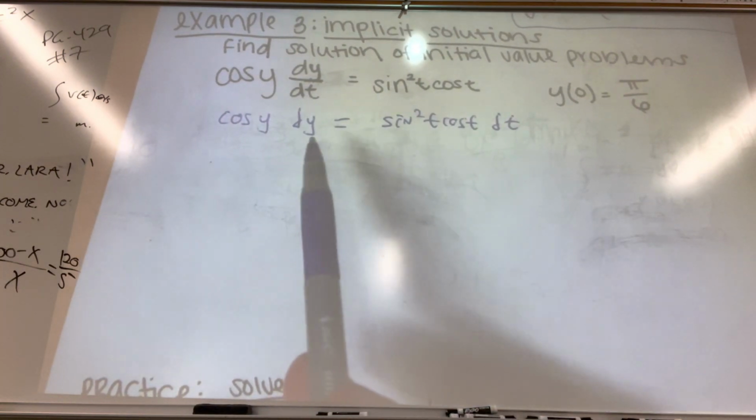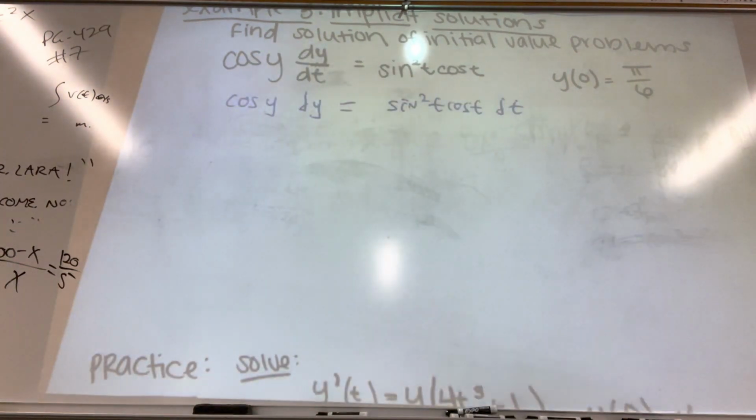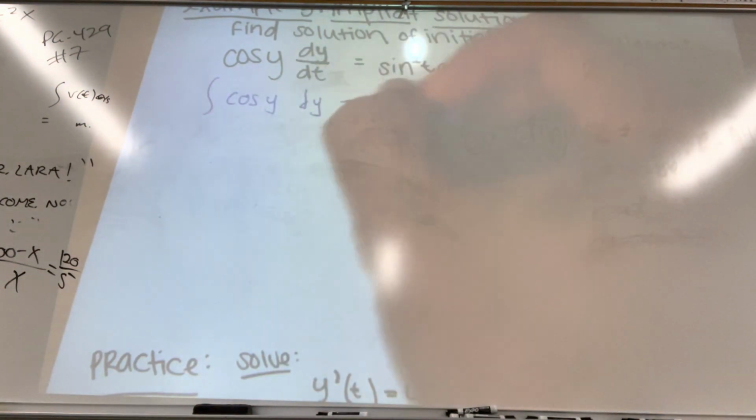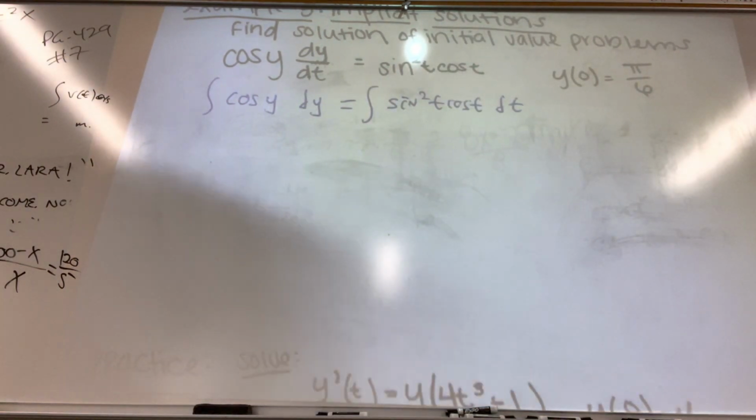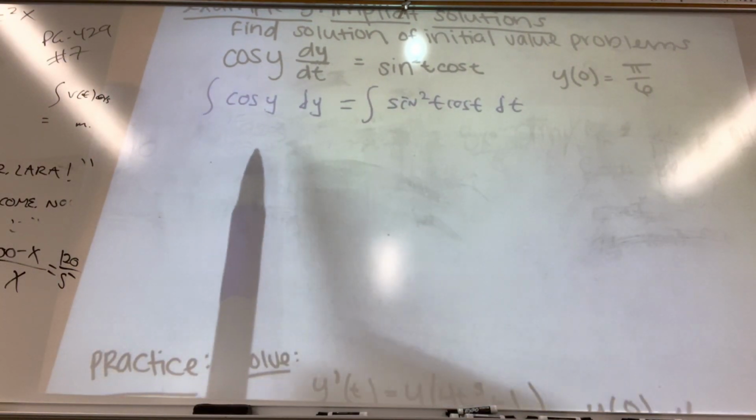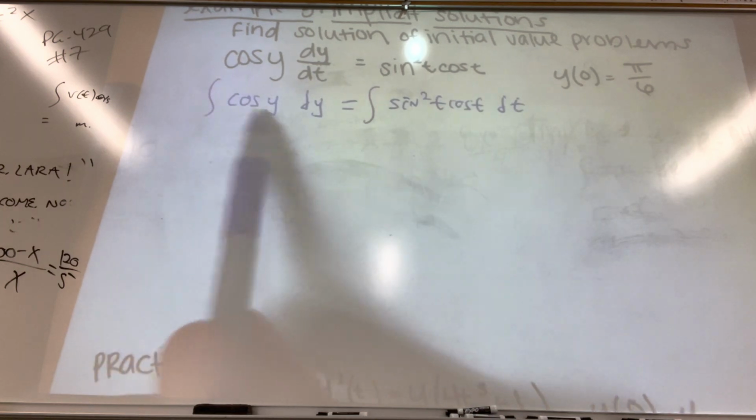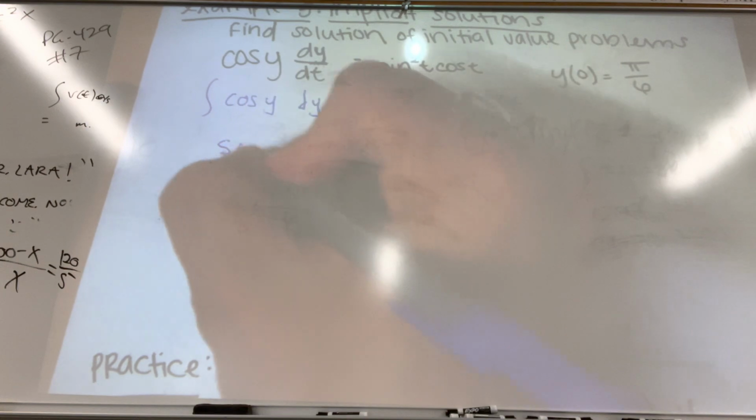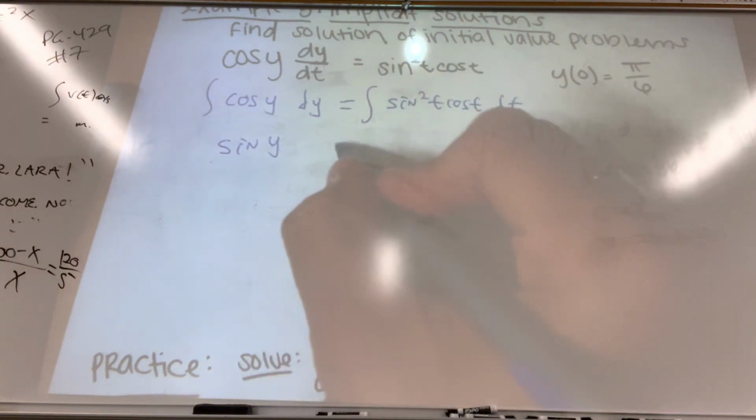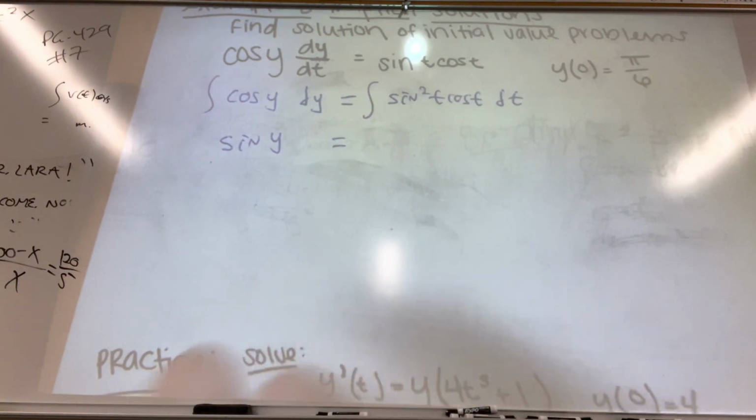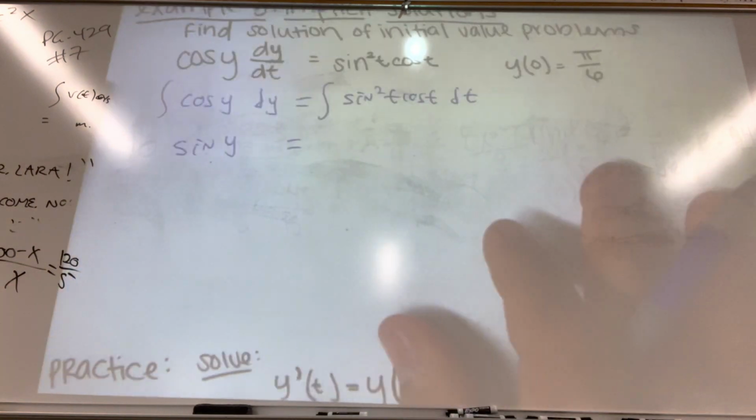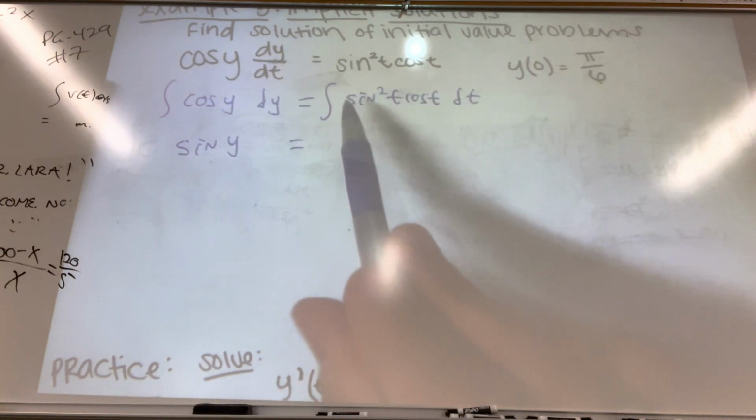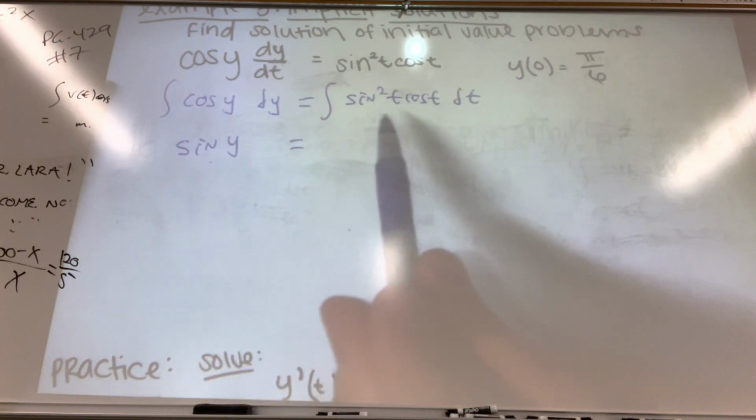Nice. All right, now what? What should I write now? Integrate. Try to integrate. What's the antiderivative of cosine y? Sine y. Good? All right, and then we're going to say this one, though. It's not as simple as this one.